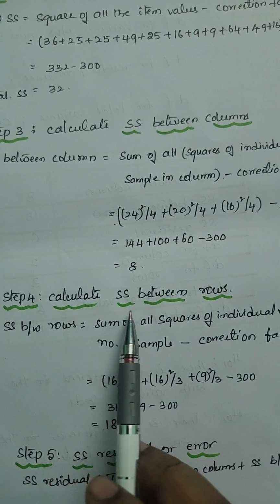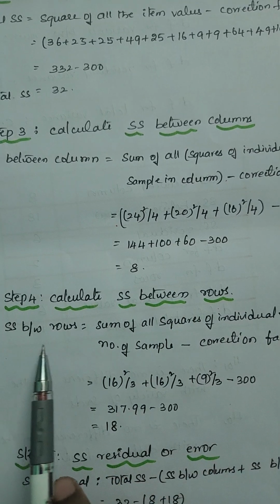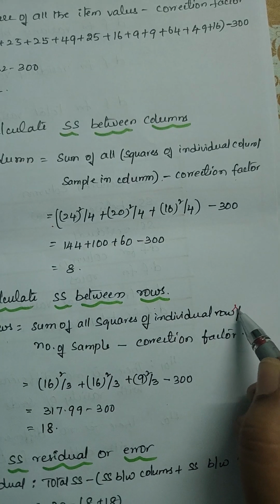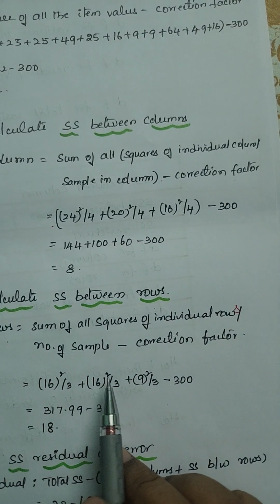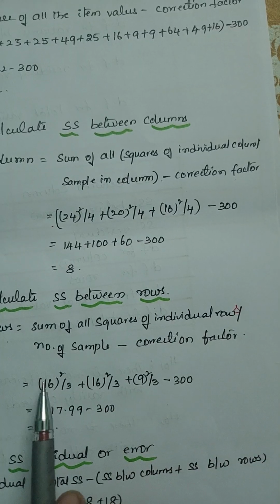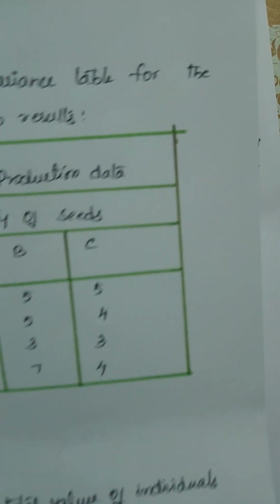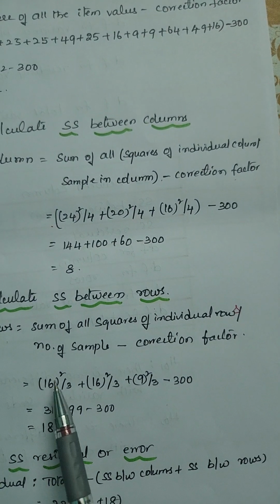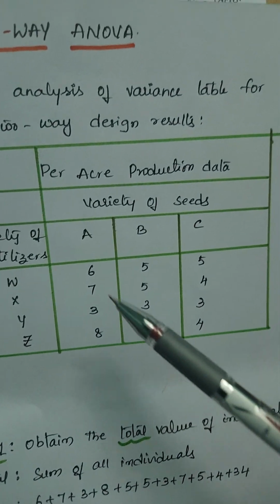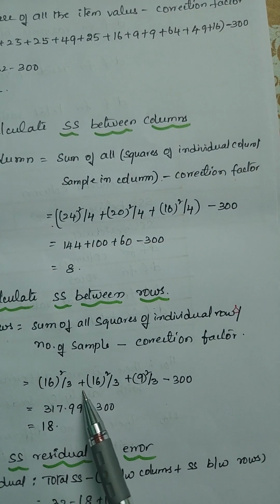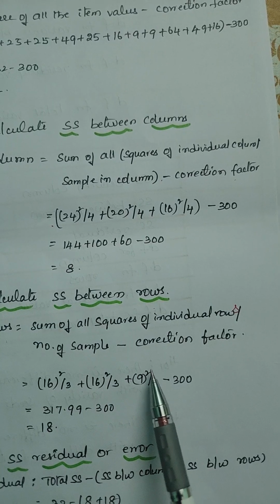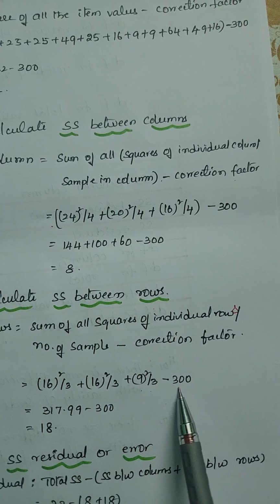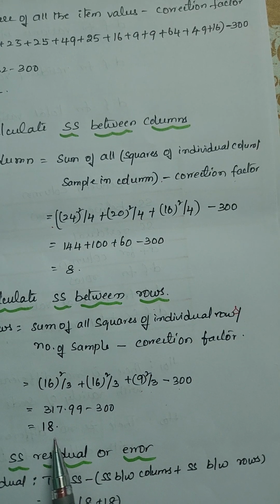Now we will calculate SS between rows. SS between rows is the sum of the squares of the individual row totals, each divided by the number of samples, minus the correction factor. The first row addition is 16, that is 5 plus 5 plus 6. 16 square divided by 3 samples, plus the second row, also 16 square by 3, plus the third row total 9, 9 square by 3, and then minus 300. So it is 18.